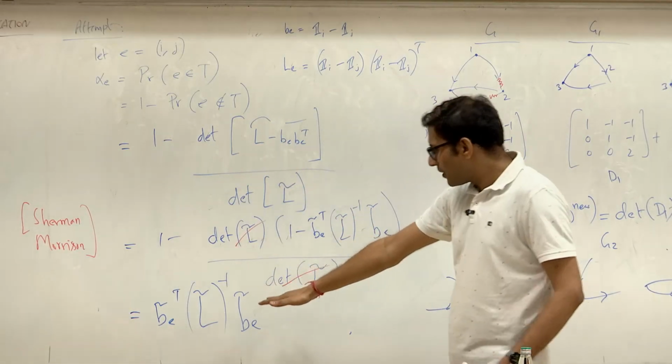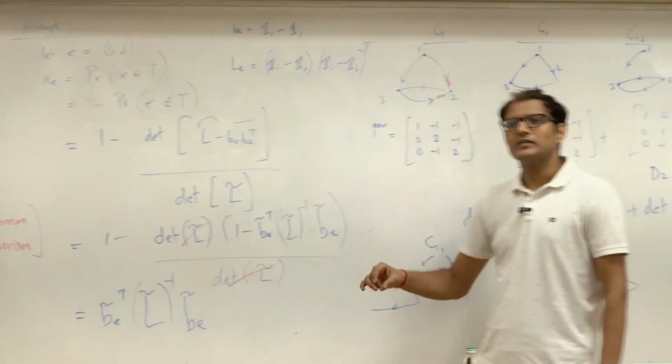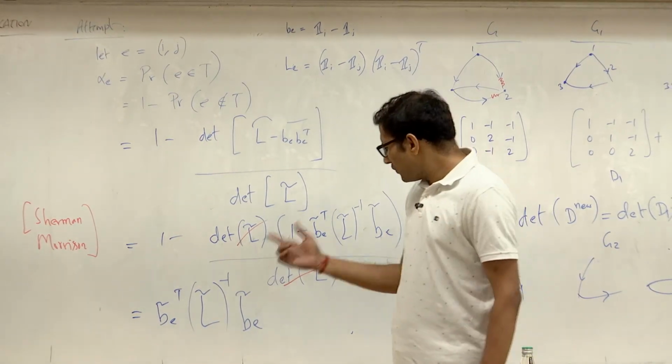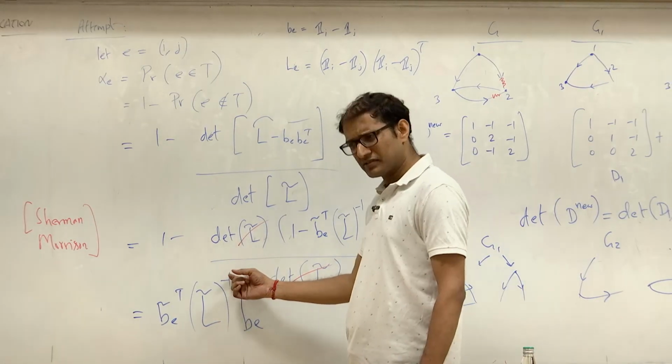So, this is a quadratic form. I claim that this quadratic form is being computed with respect to a PSD matrix. That part is not controversial yet. Whenever physicists look at quadratic forms with respect to a PSD matrix, they like to think of that as an energy, some kind of energy. So you might be interested, why is L tilde inverse PSD?